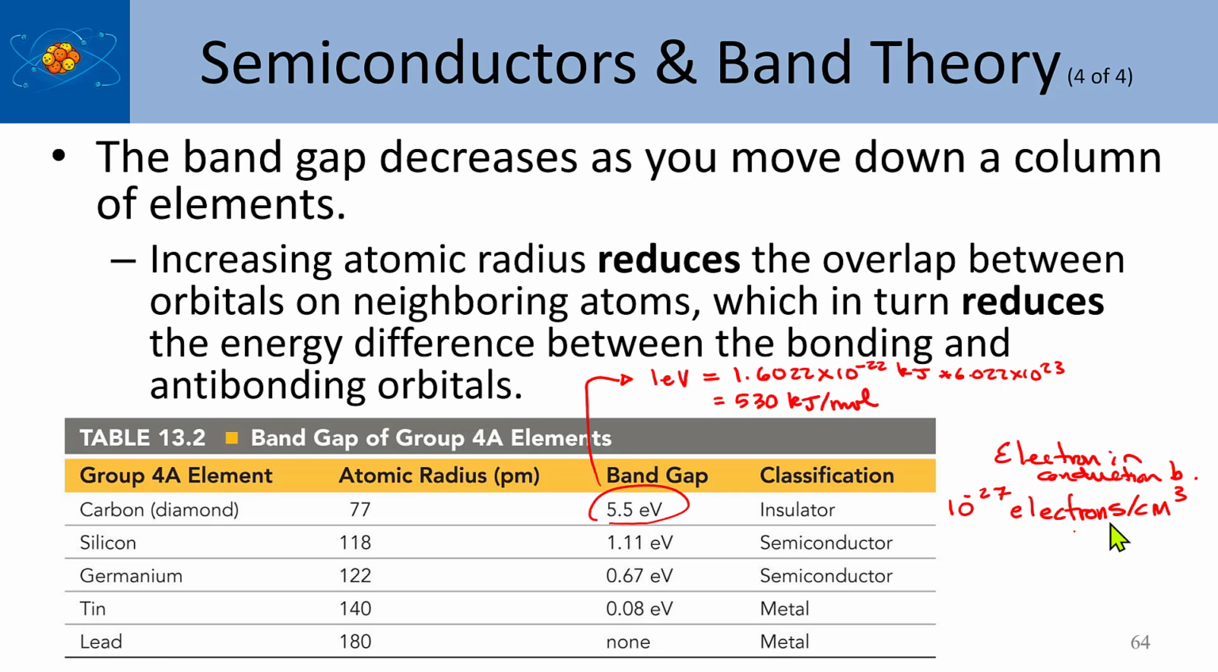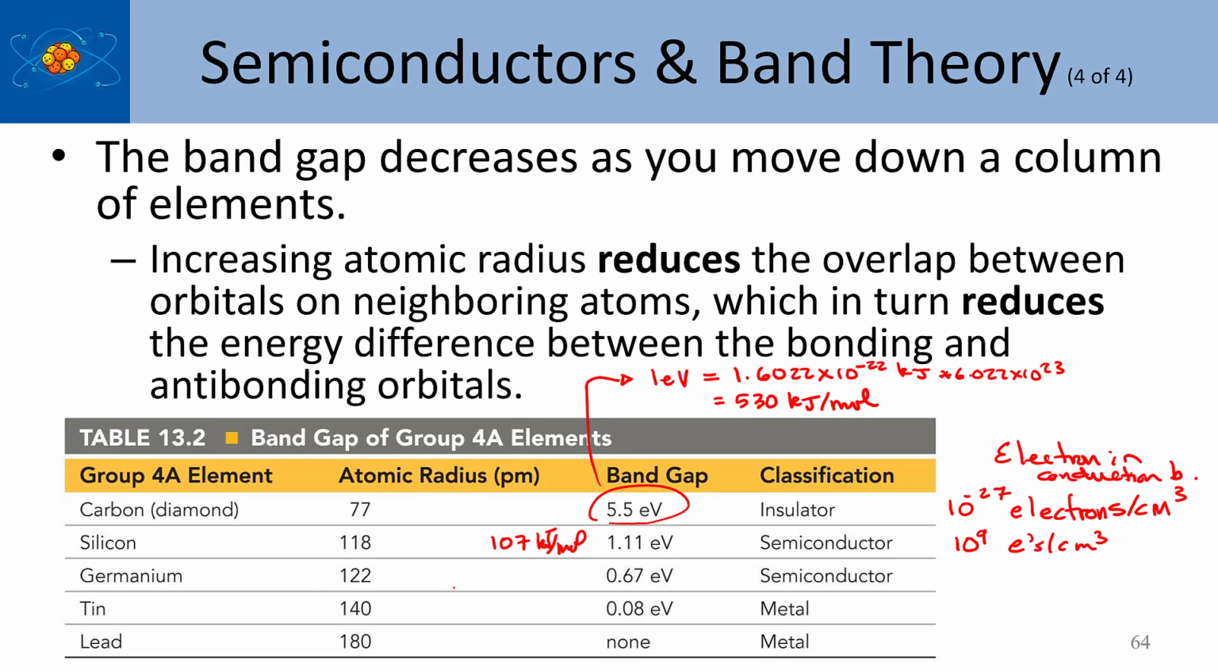Okay. Now, in silicon, which we call a semiconductor, this 1.1 electron volts corresponds to about 107 kilojoules. I'm going to write it over here per mole. And then when we look at the number of electrons in the conduction band, it's on the order of 10 to the 9th. So now there's 1 billion electrons per centimeter cube. So I'm going to say electrons per cm cube now.